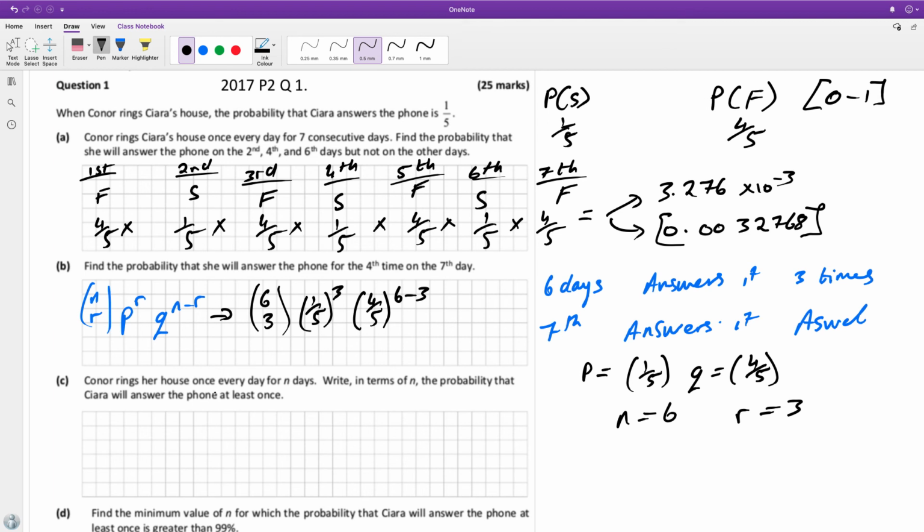What do we get, guys? 0.08192. Right. What is that? Explain to me what that figure is. No, it's not. Not yet. Brilliant. It's the probability that she will answer it 3 times in the first 6 days. I wasn't asked that though. I was asked you'll answer for the 4th time on the 7th day. What to do? Brilliant. Multiply it by 1 over 5. Because on the following day we want her to answer the phone. We multiply it by 1 over 5 and what do we get?